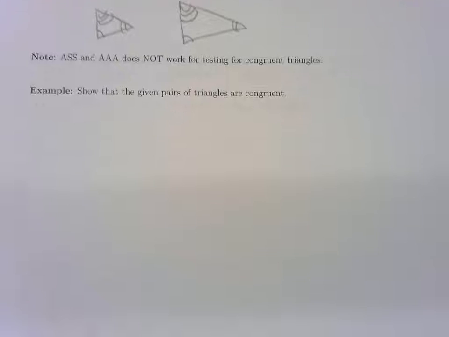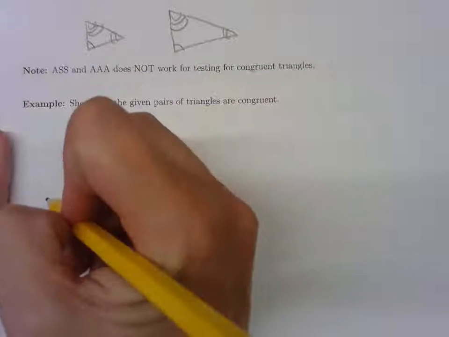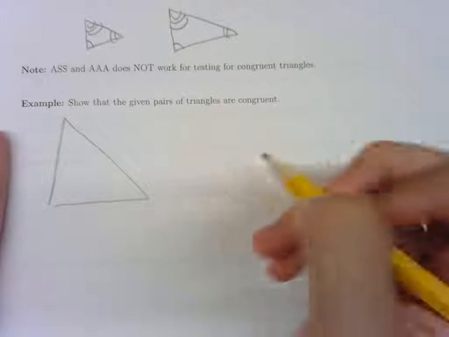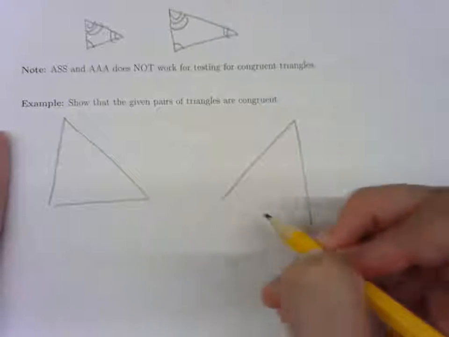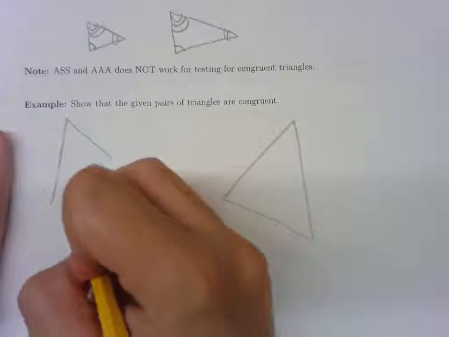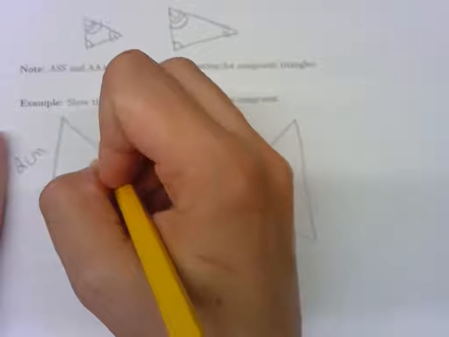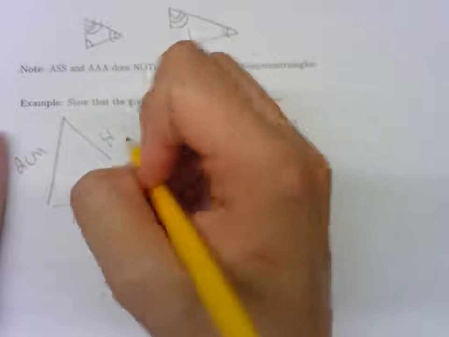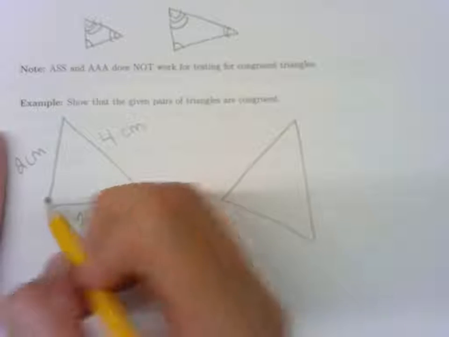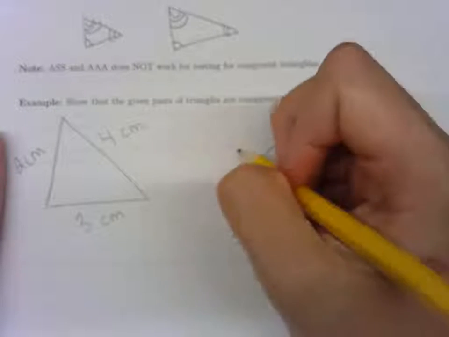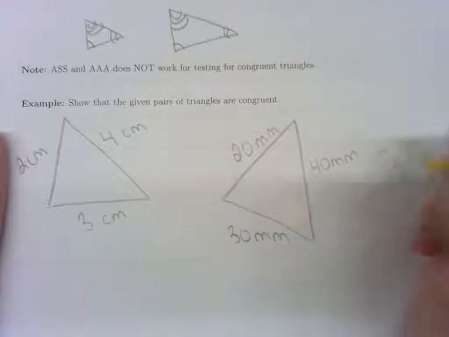Example, it says show that the given pairs of triangles are congruent. So we're just going to do some examples here. Let's do one like this. Let's say this is 3 centimeters, this is 2 centimeters, this is, let's do 4 centimeters, not drawn to scale. Let's say this is 30 millimeters, 20 millimeters, and 40 millimeters.